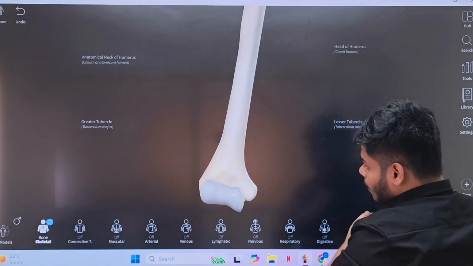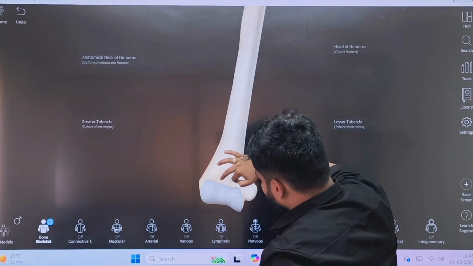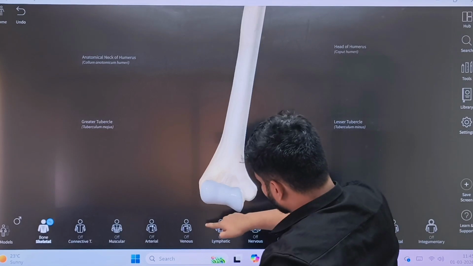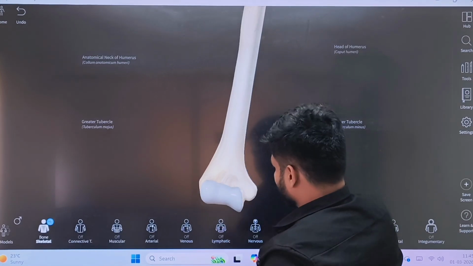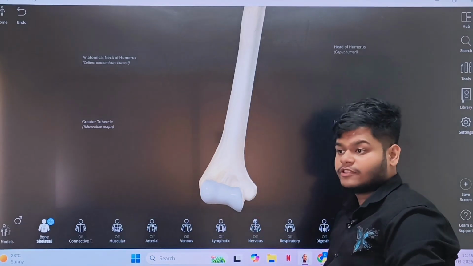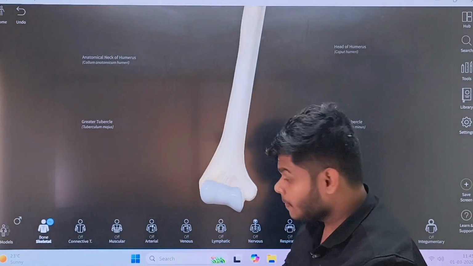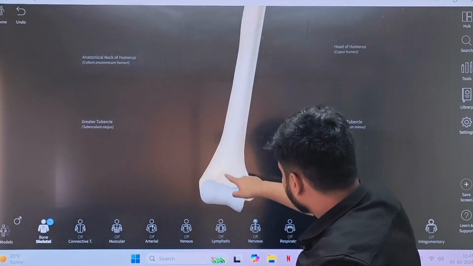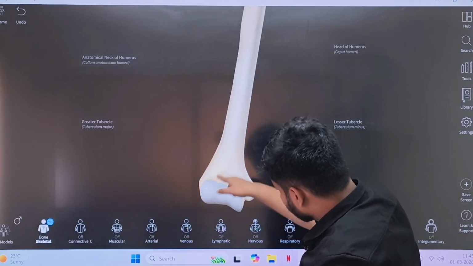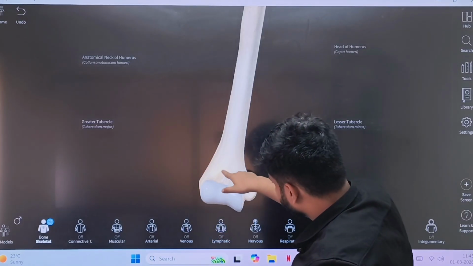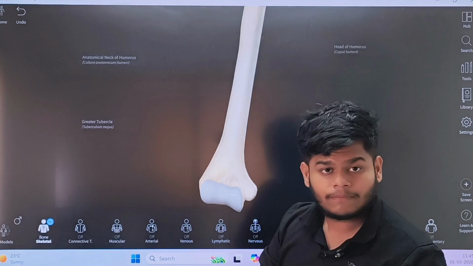Okay. Now here there are two fossas present. This is the radial fossa and this is the coronoid fossa. How to remember? There is a coronoid process present on the ulna. So on the ulnar side there is a coronoid process, coronoid fossa, sorry, and on the radial side there is the radius. So on the radial side there is a radial fossa.